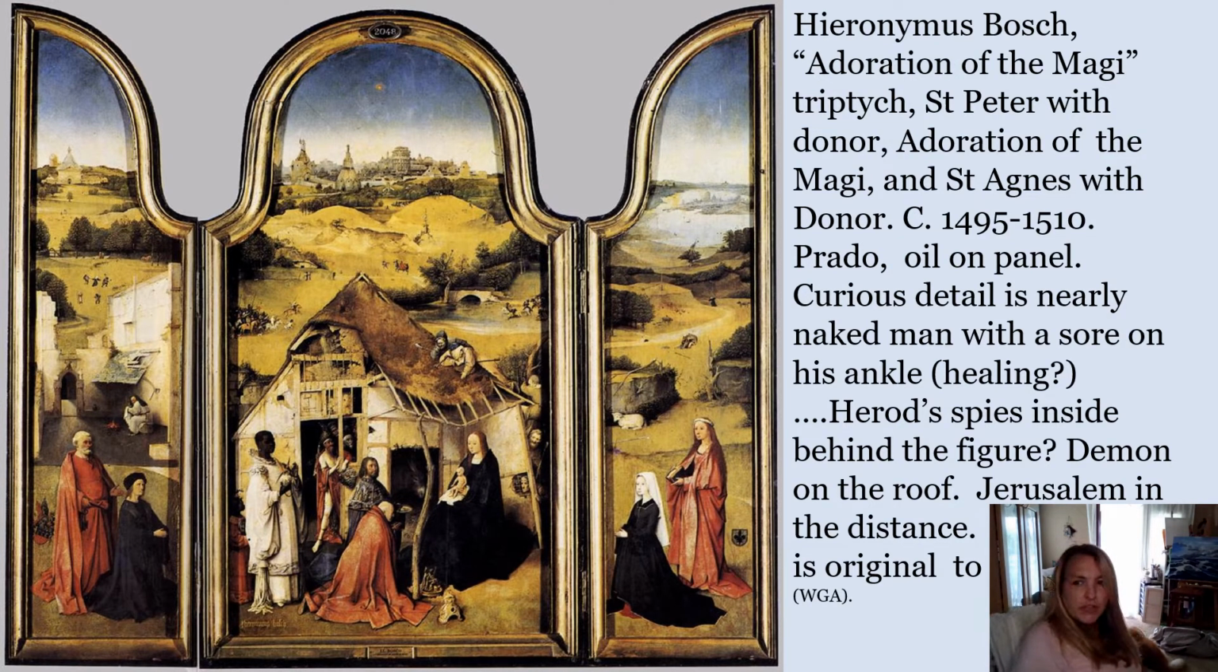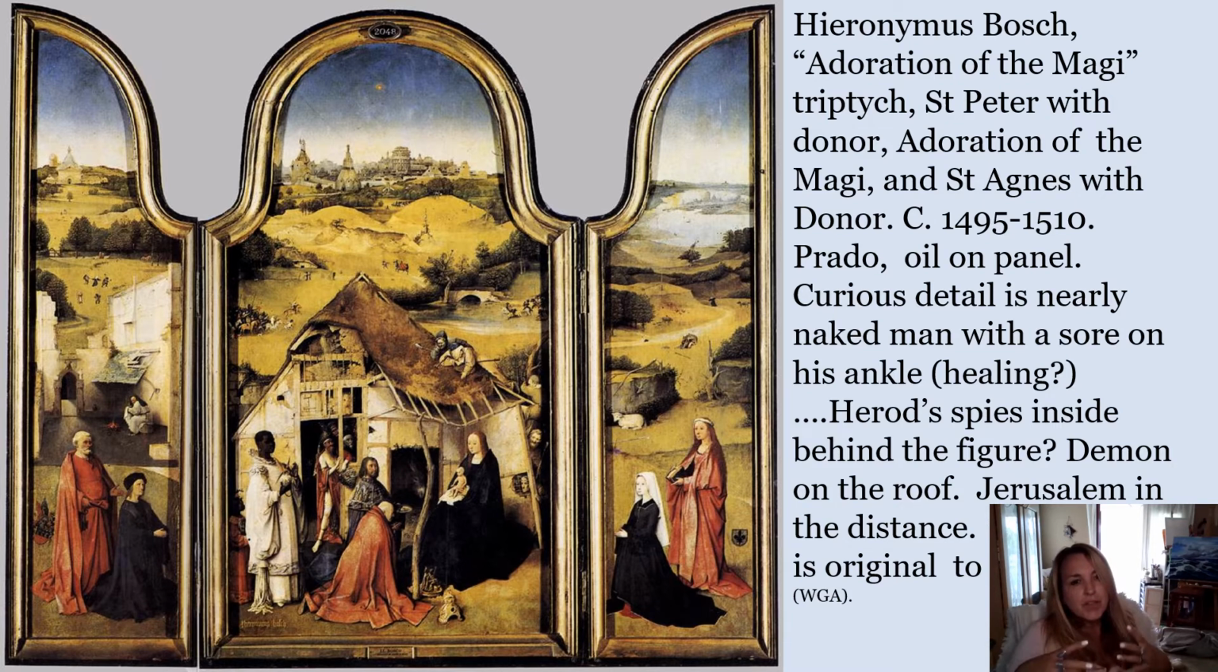Hieronymus Bosch, Adoration of the Magi, triptych, which means 3 sections. St. Peter with donor, Adoration of the Magi, and St. Agnes with the donor. So this is at the Prado. Curious detail is a nearly naked man with a sore on his ankle, perhaps an indication he's come for healing. So that is kind of interesting. Herod's spies inside, behind the figure, a demon on the roof, Jerusalem in the distance, and the frame is original to the work, which is really kind of cool. But the demon on the roof is interesting.